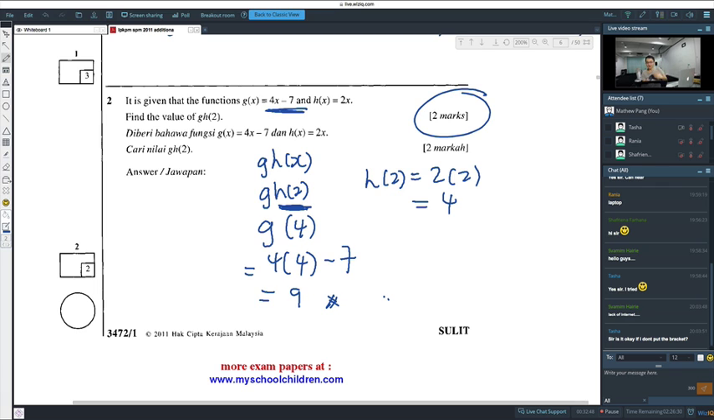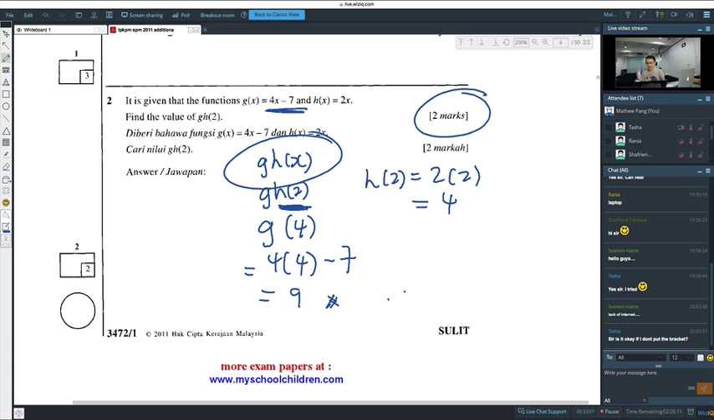Of course you can still do the gh(x) and then you substitute 2 into it. You should be able to get 9 also, but then it's going to waste you some time. Alright, this is the faster way. But I think any way is okay as long as you get the answer. But for me, I will always guide my student to use the faster way.